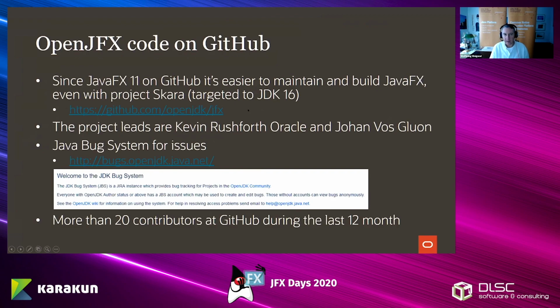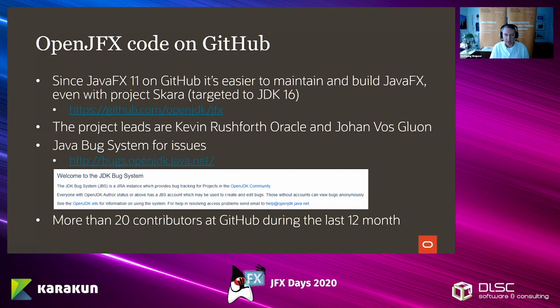We're getting closer to this, because this is the transition from the Mercurial repo, which is more rigid and restrictive, to participate more easily with the GitHub OpenJDK JFX project. This is led, as I mentioned earlier, by Kevin Rushford and Johan Voss to do the prioritization of bugs, and all the issues should be written and marked in the Java bug system in the OpenJDK.